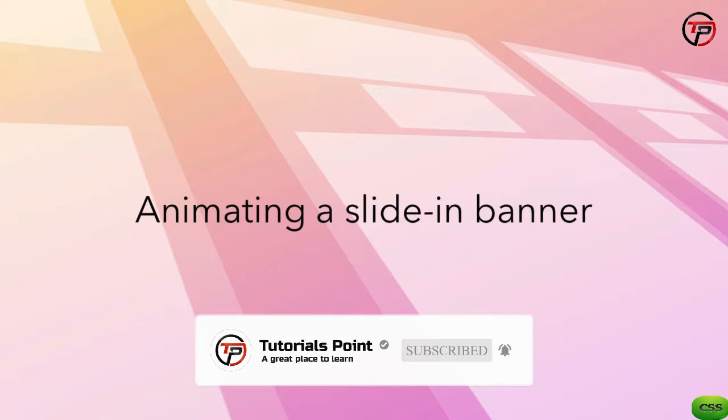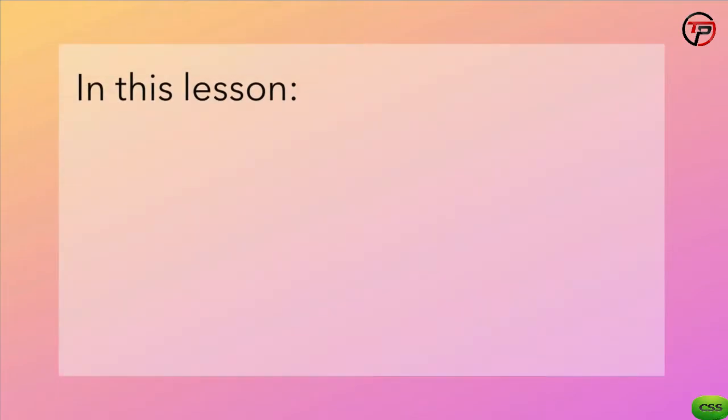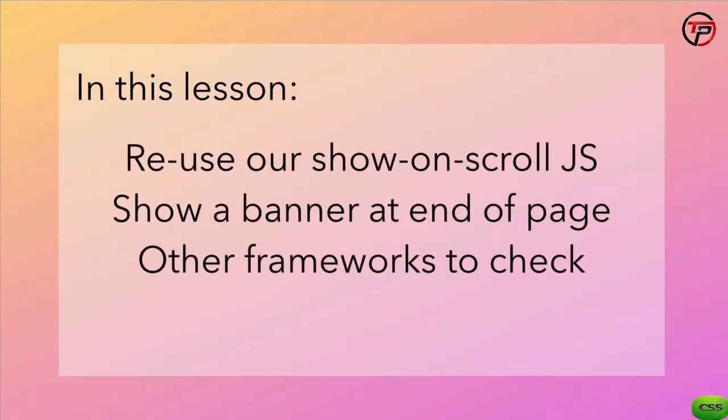Animating a slide-in banner. Now that we've built a handy JavaScript utility that attaches a class to visible elements, we could reuse this to create a slide-in banner that will appear at the end of the page. In this lesson, we'll see how a simple utility that adds a class can give us a handy hook for different styles of animation, and we'll consider some other scroll animation frameworks that we might want to investigate if we need more advanced animations.